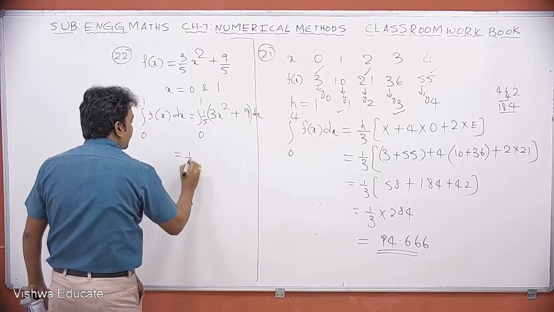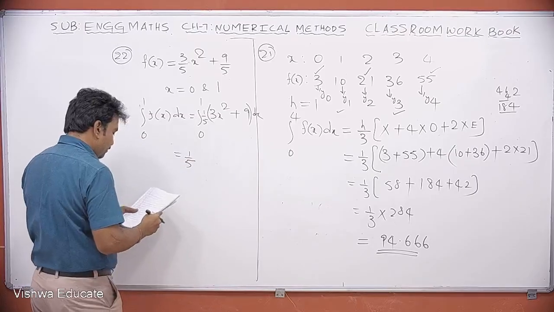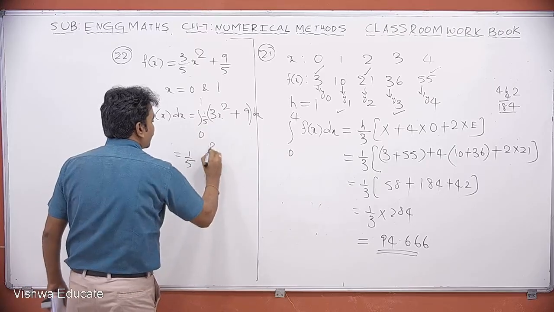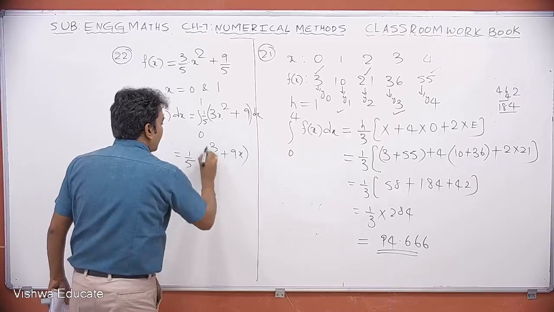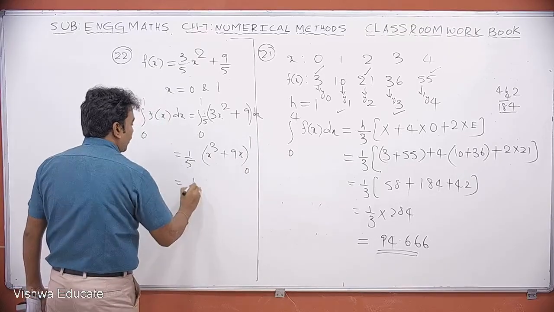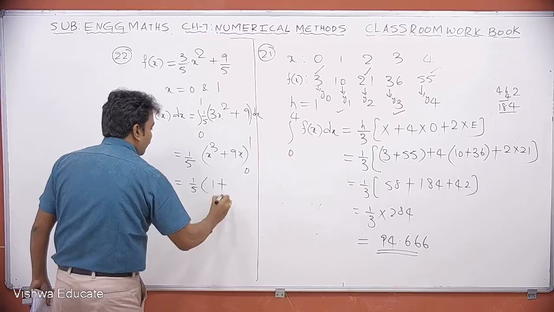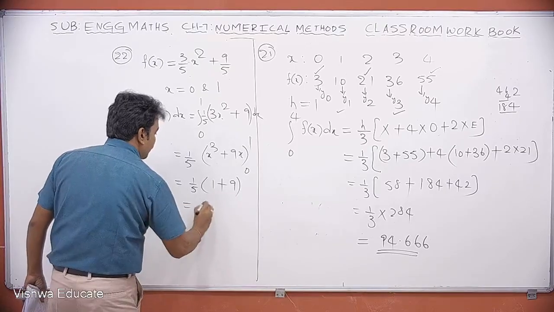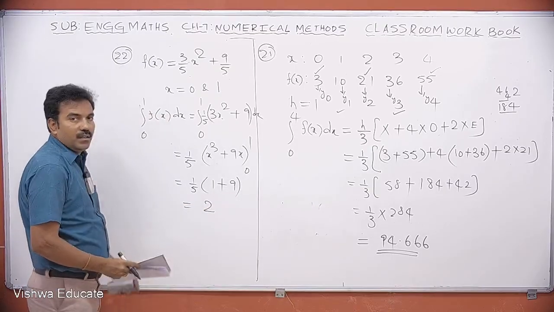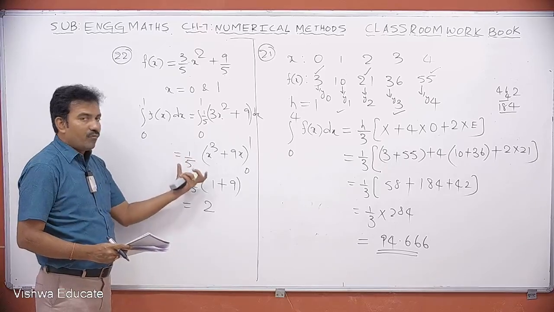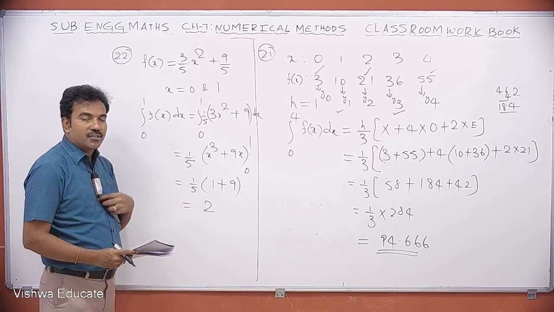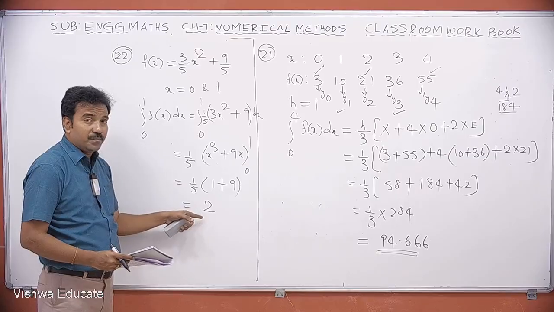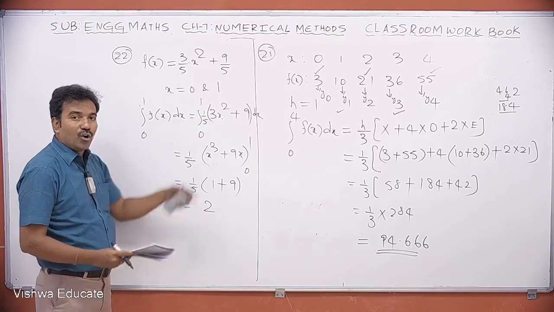So this is 1 by 5 into x cube plus 9x, with limits from 0 to 1. So this is 1 by 5 into 1 plus 9. So the value is 2. Therefore, even if you solve it by Simpson's one-third rule by taking the least number of subintervals, 2, you must get 2, because it is a second degree polynomial expression.